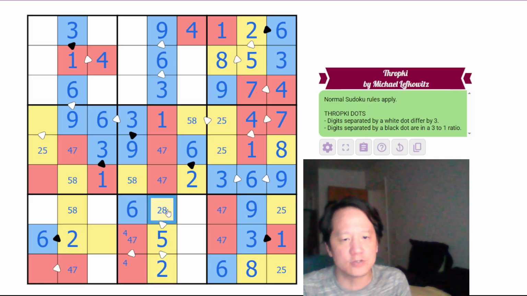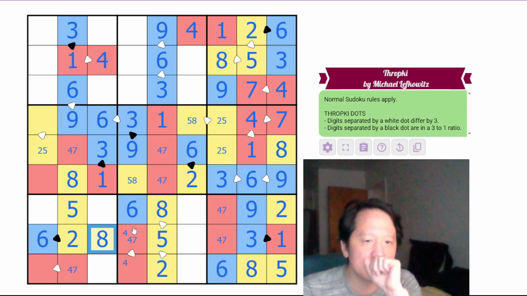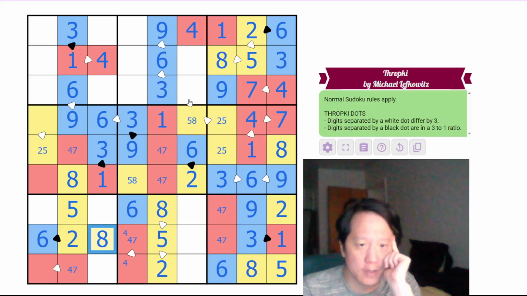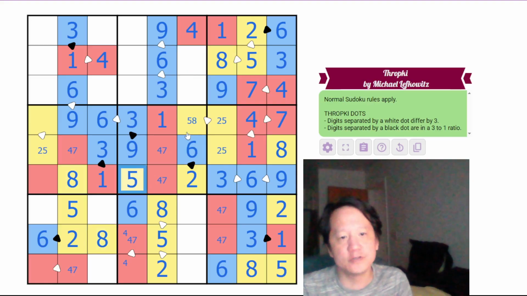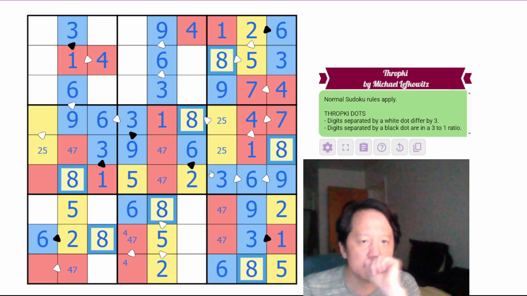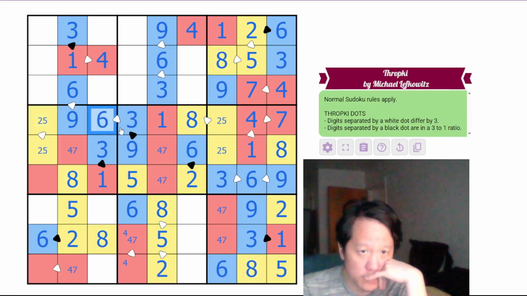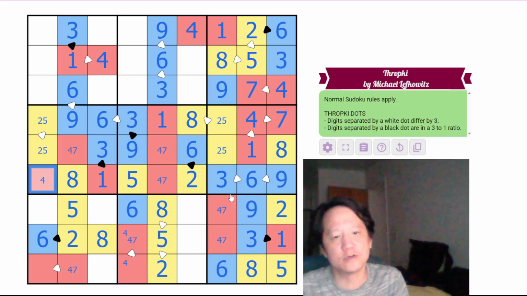8 eliminates 8 here, so it's 2 and 8. 2 eliminates 2 here, so it's 5 and 2. This can't be 8, so this is 5, which makes this 8. That leaves this as 8 there. 8 eliminates 8 here, so it's 5, which makes this 8. This becomes a 2-5 pair here. This is 4 or 7.